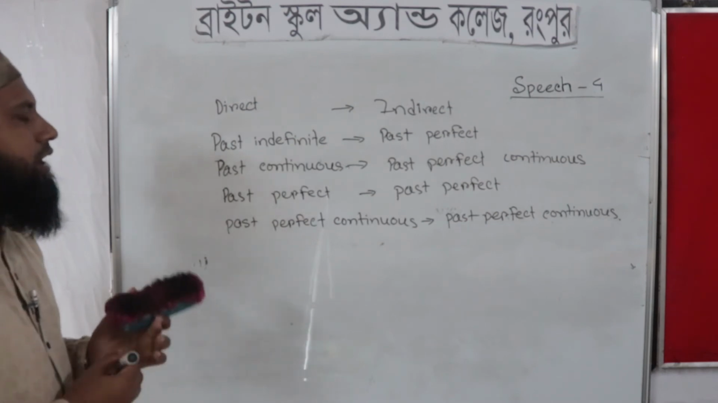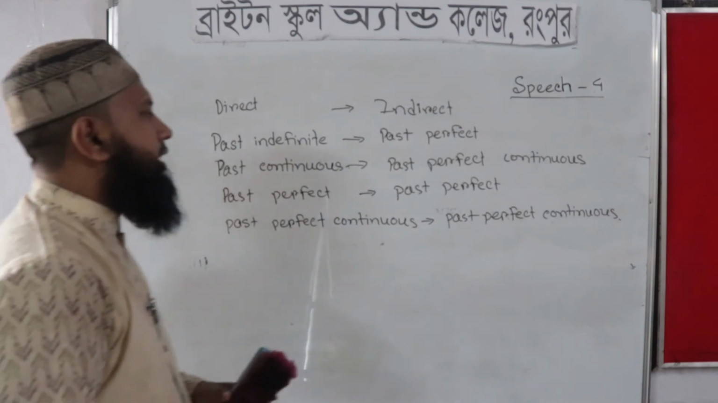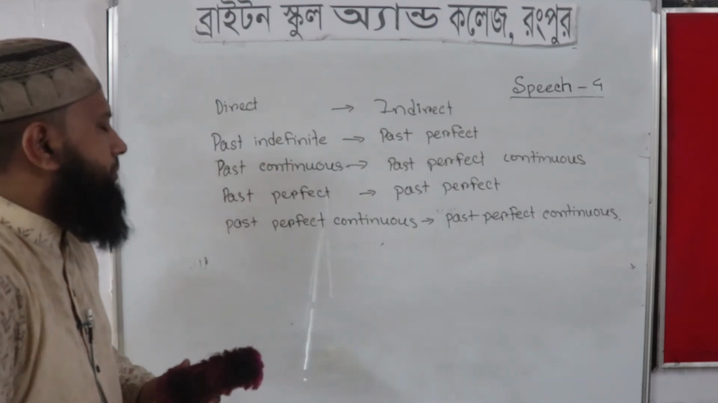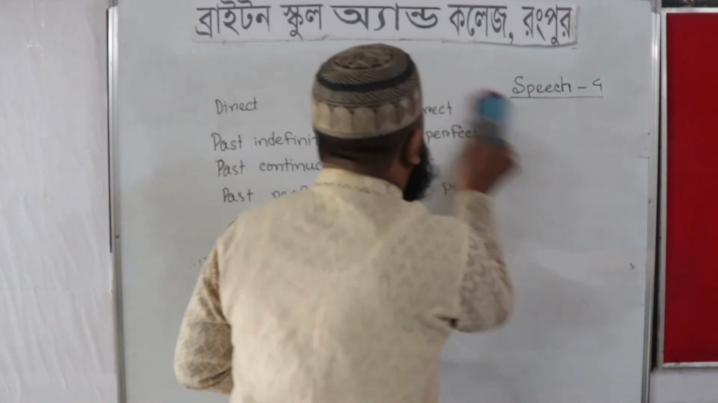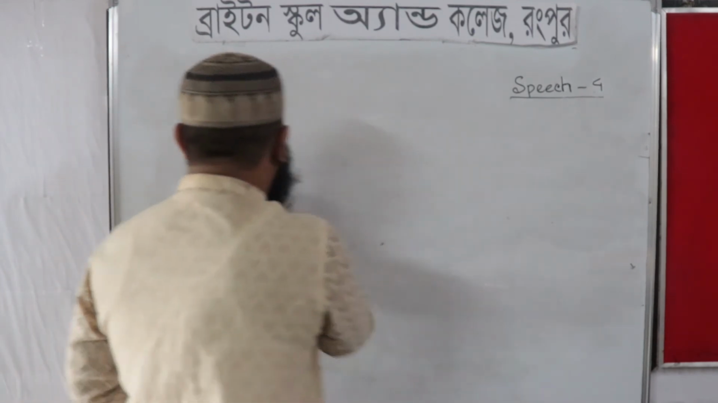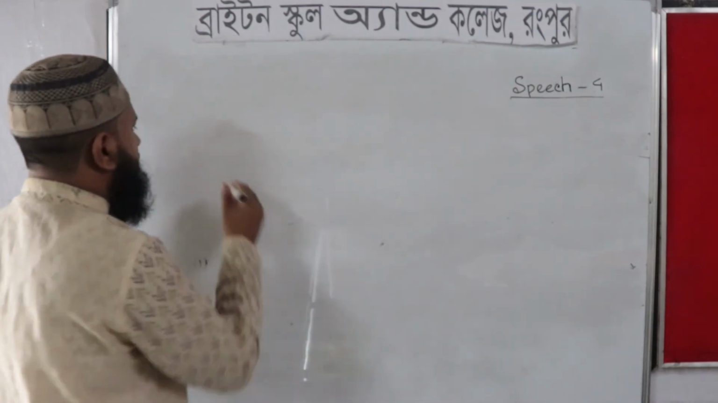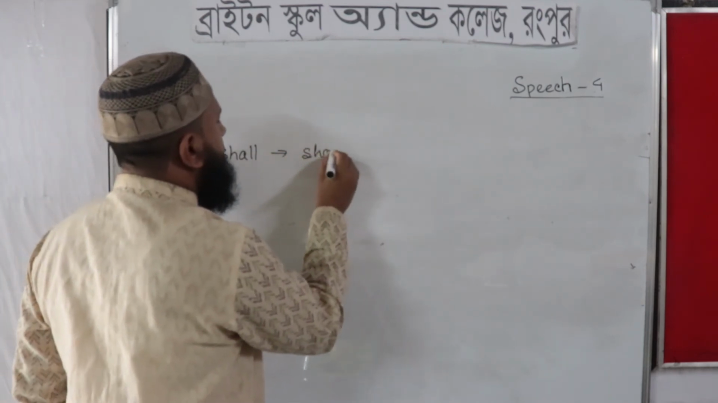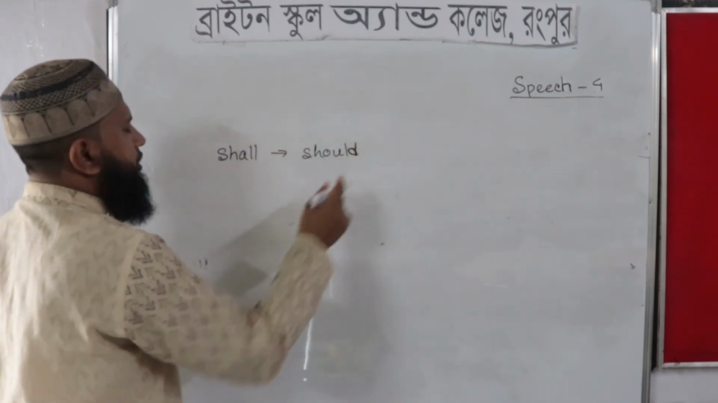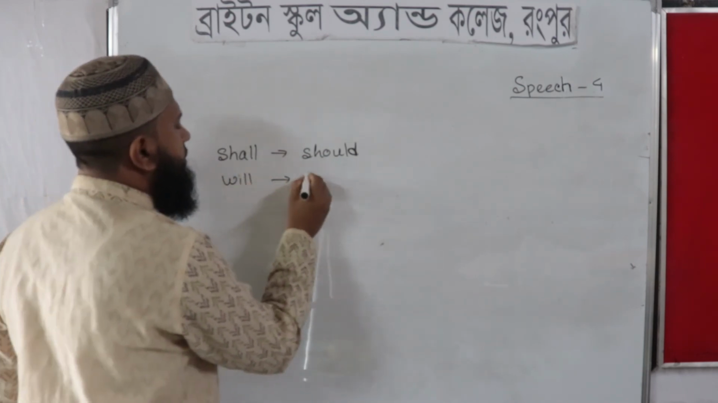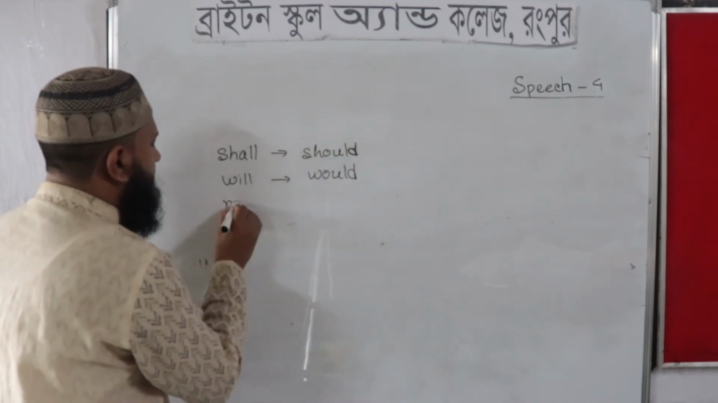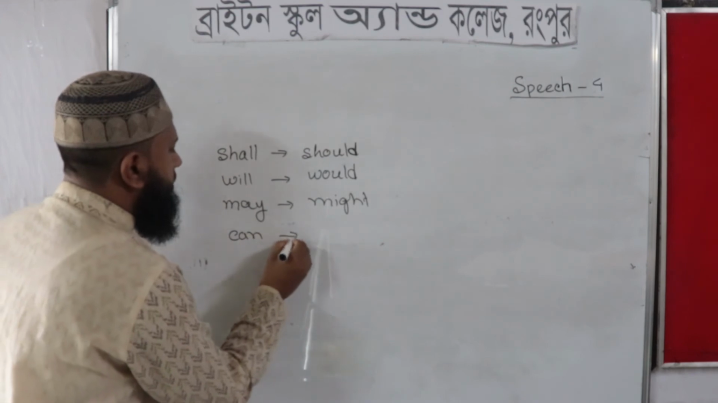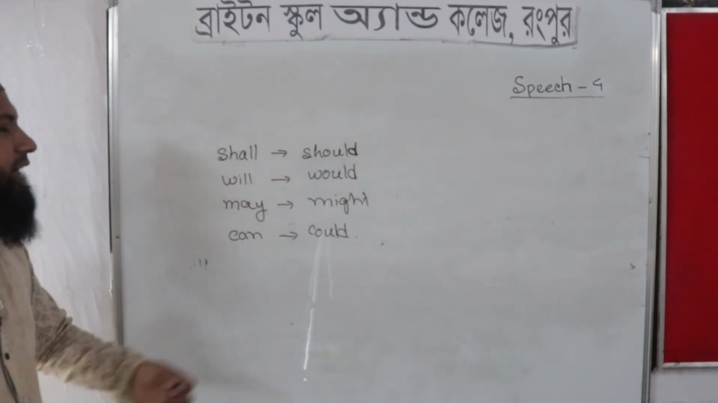I hope you have realized this, and I request you to make a box or table on this type of changing. Now come to another point. If there is shall, what do we have to do? We will use should. Shall will turn into should. If there is will, we'll use would. May, might. Can, could.